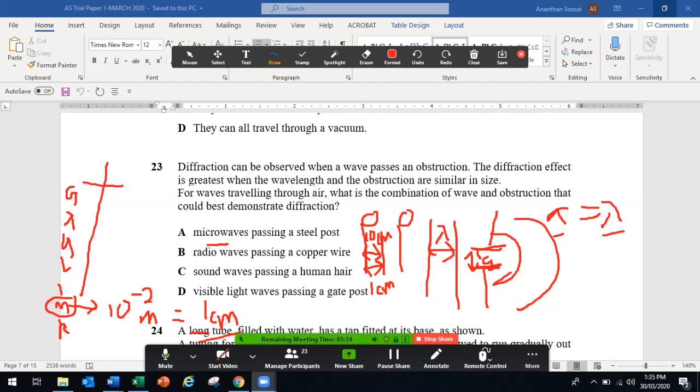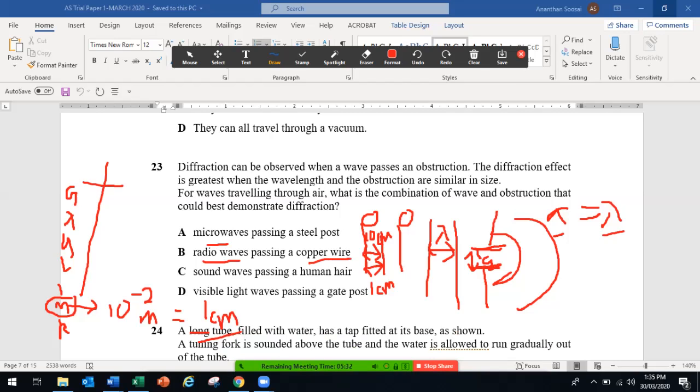You go for the second one, radio wave and copper wire. Radio wave, how much? Radio wave is 10 to the power of 0, like 1 meter. Copper wire is about a few millimeter, right? I think B is worse than A. So B cannot be the answer. A is still the best compared to B.